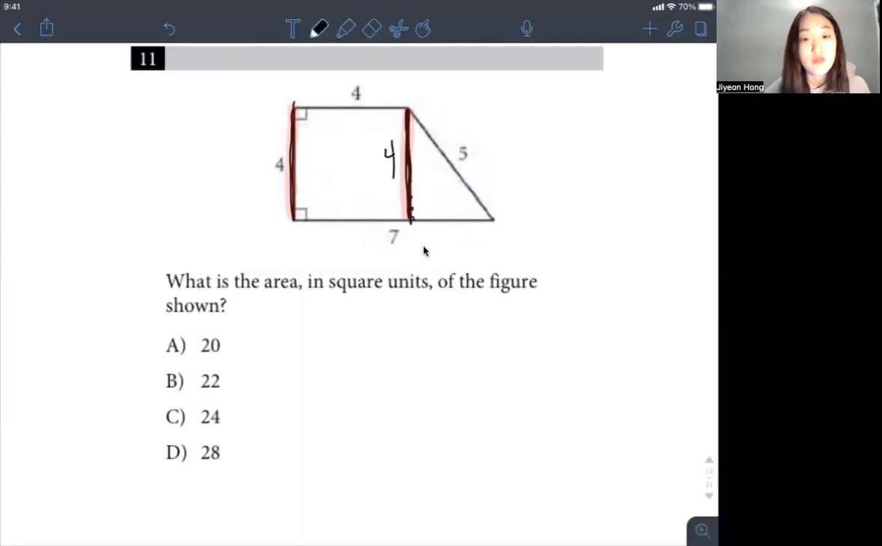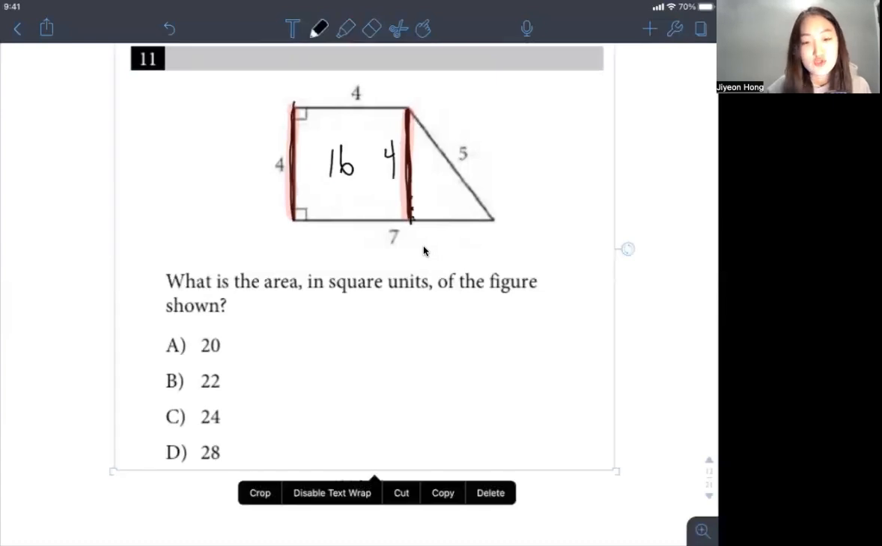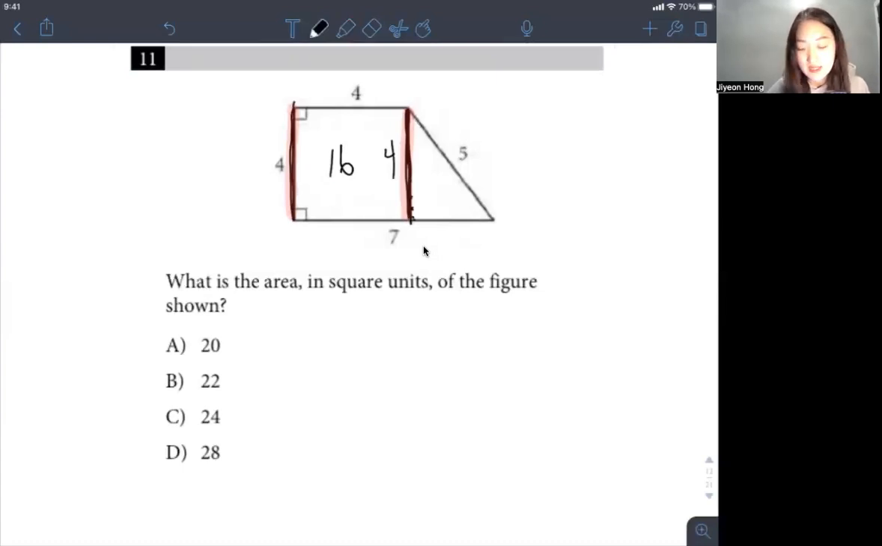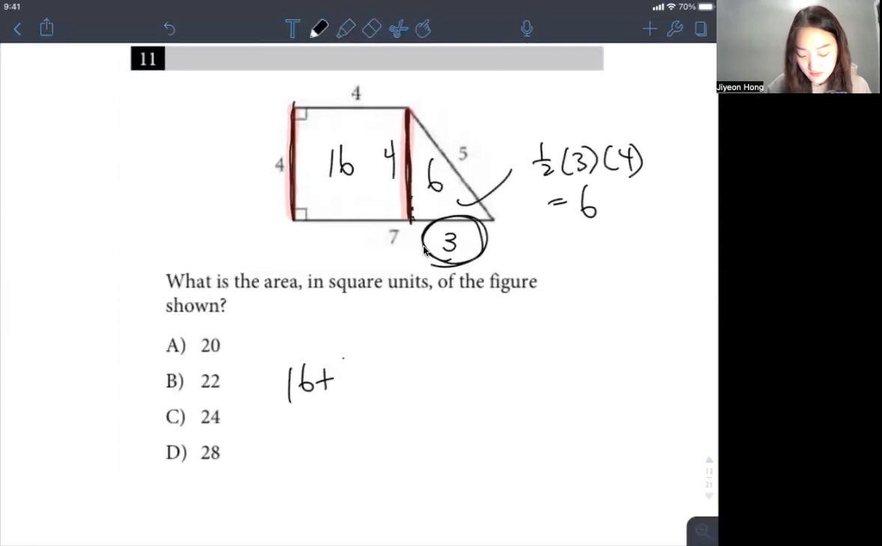So once you know that, it becomes very, very simple, because the square's area is just the side squared, which is going to be 16. And then the triangle is going to be 1/2 base times height. So we just find this base here, and we know it's a special triangle, 3, 4, 5, or you can put in the Pythagorean theorem and find out it's 3. So when we find this 1/2 base times height, it's just equal to 6. So we have 16 plus 6 for the area of this figure, which is 22, answer choice B.